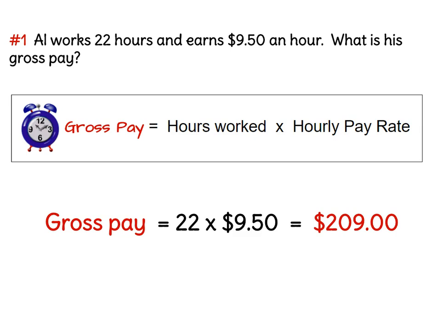Well, this is an hourly pay job because he earns $9.50 an hour. So we multiply $9.50 times his hours worked, which is 22. So 22 times $9.50 is $209, and that's Al's gross pay.